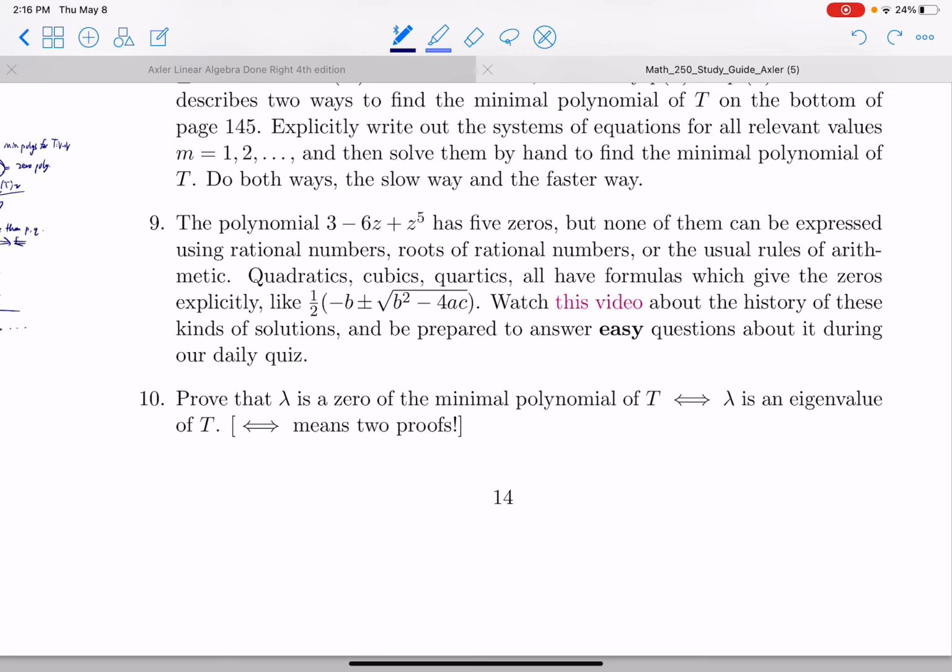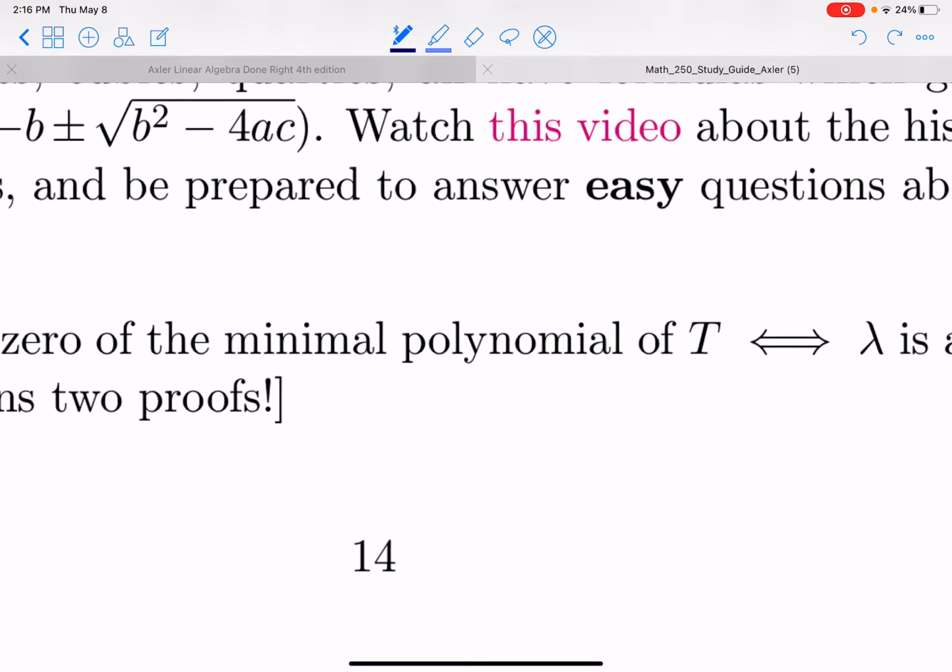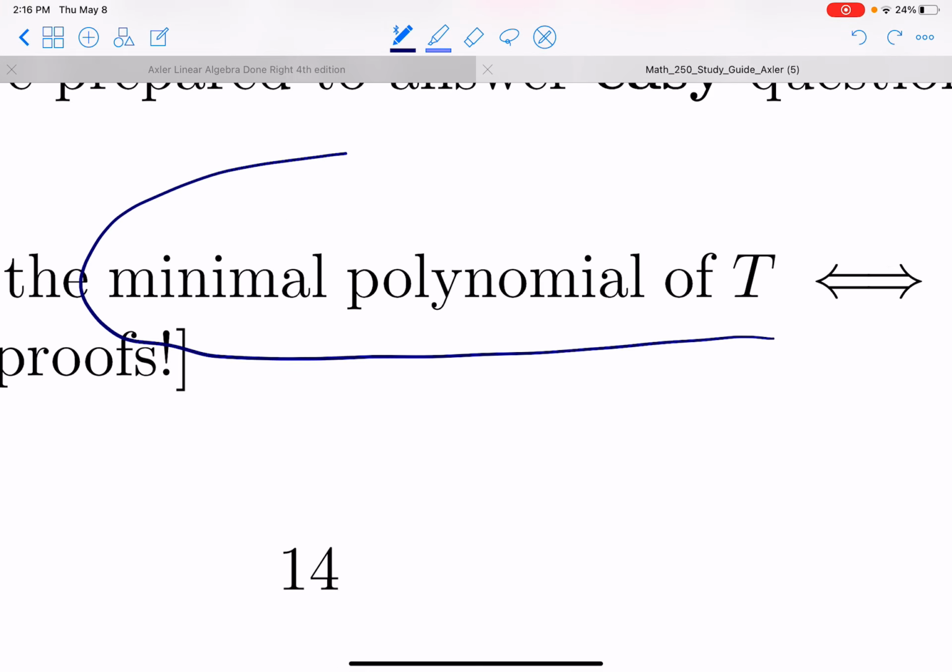Okay, prove that lambda is a zero of the minimal polynomial if and only if it's an eigenvalue of T. So this now justifies, maybe more clearly, why we're interested in this. The eigenvalues of T are going to be the most important things to understand T. They're going to be the energies in quantum mechanics, etc. Very important. They'll tell us how to solve differential equations.